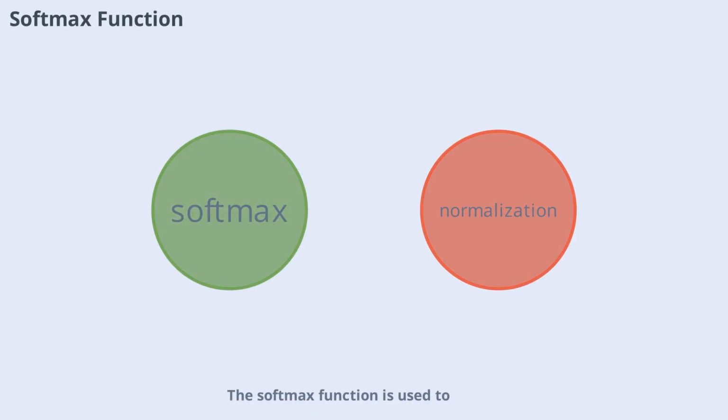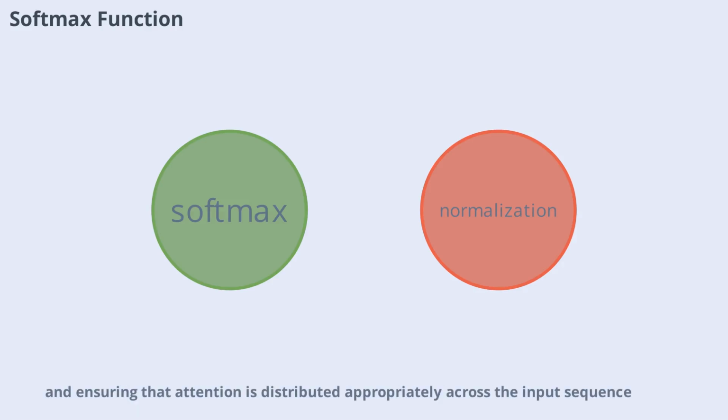The softmax function is used to normalize the raw attention scores into probabilities. After computing the dot products between queries and keys, the softmax ensures that the resulting weights sum to 1. This normalization step is crucial for guiding the model's focus and ensuring that attention is distributed appropriately across the input sequence.